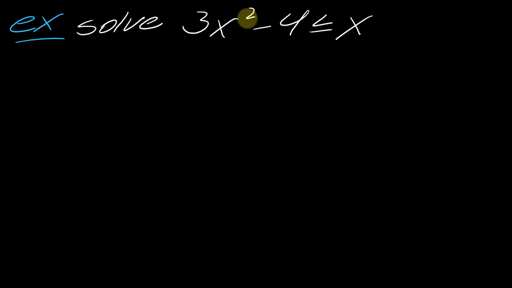But the big key here is that this is 3x squared. The second you see that 3x squared, it's, oh okay, this is a quadratic inequality. And since it's a quadratic inequality because I have this x squared, what I have to do is bring this x over to the other side. It just makes my life so much easier. So I'm going to rewrite this as 3x squared minus x minus 4 is less than or equal to 0.